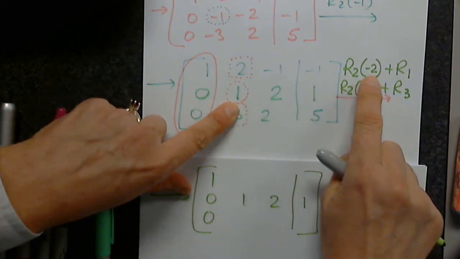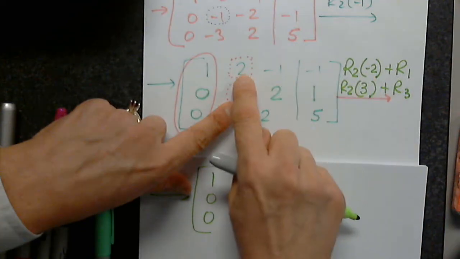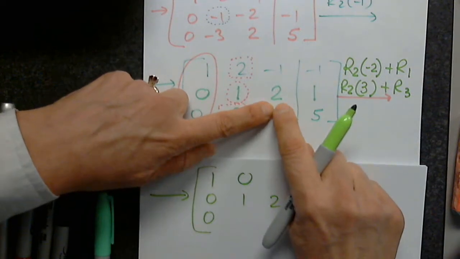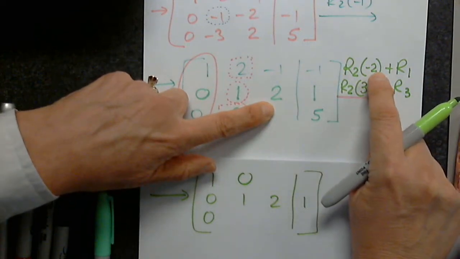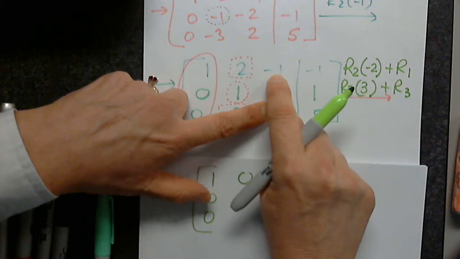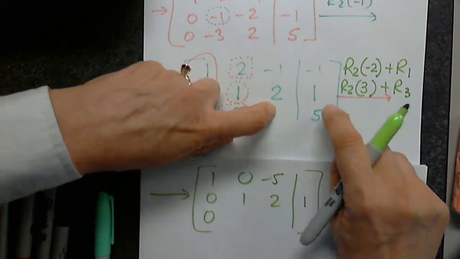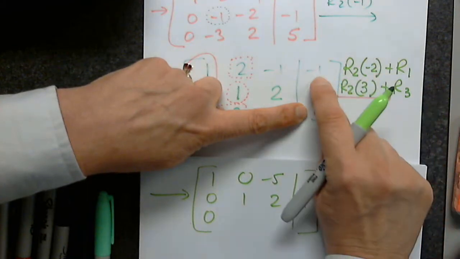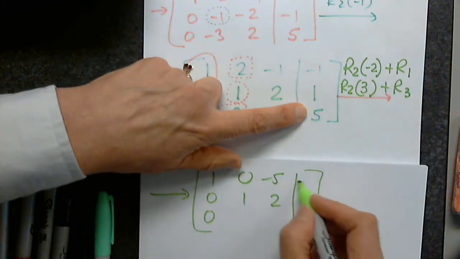1 times negative 2 plus 2, 0. 2 times negative 2, negative 4, minus 1, negative 5. 1 times negative 2, negative 2, minus 1, negative 3.